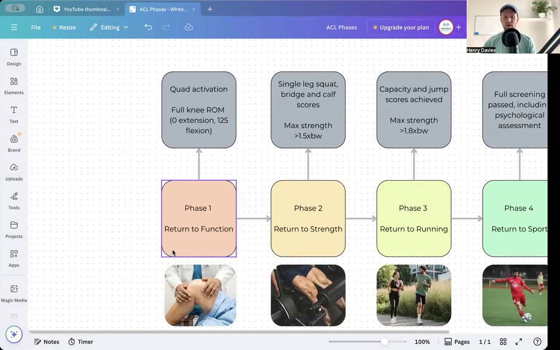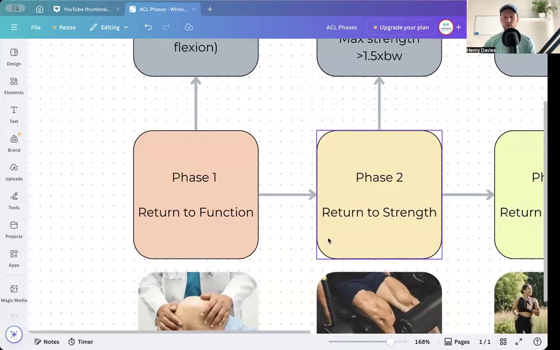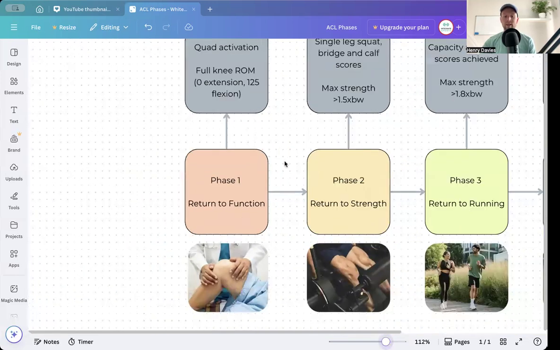So if we start at the beginning, phase one, this is what we would call a return to function or return to mobility. And really, the aim here is to make sure that you've got your knee range of motion and quad activation back to 100%. This isn't something that you can skip, and it does cause a lot of long-term problems if you don't get this right first time round. So don't rush through it. Make sure you do it properly.